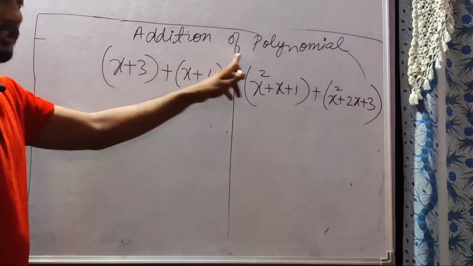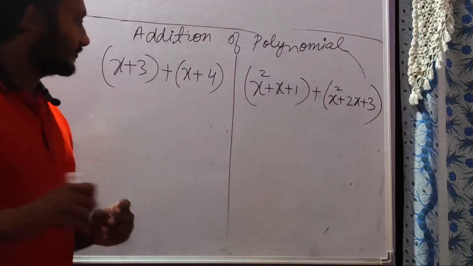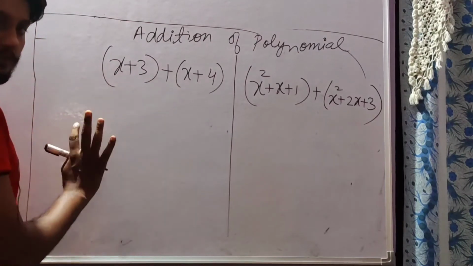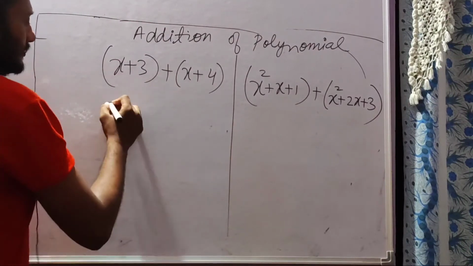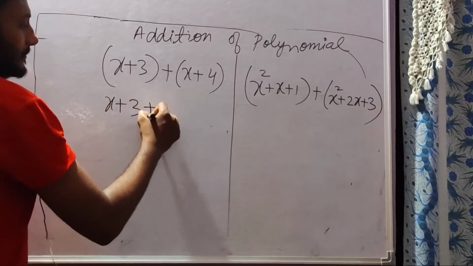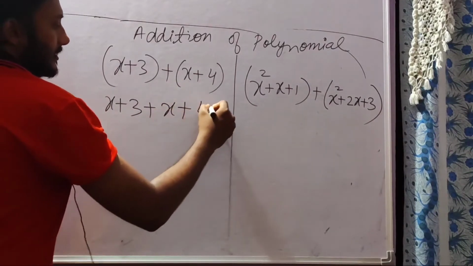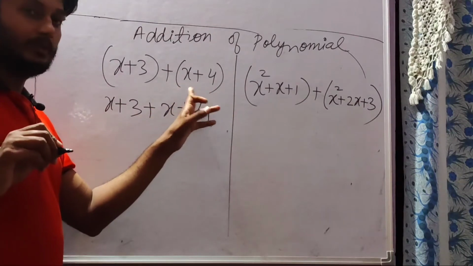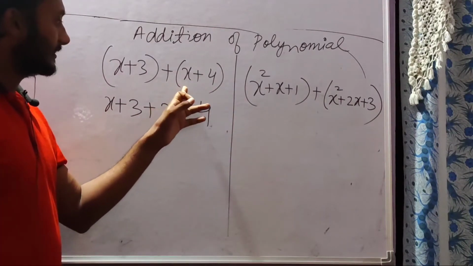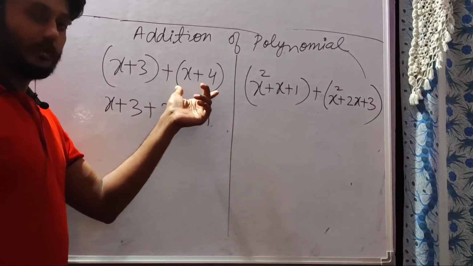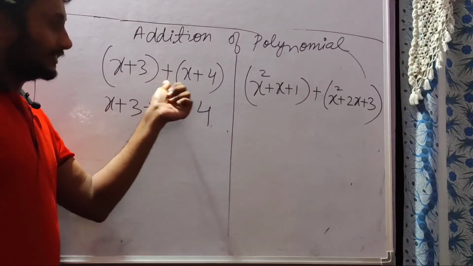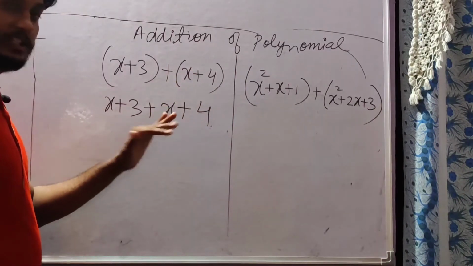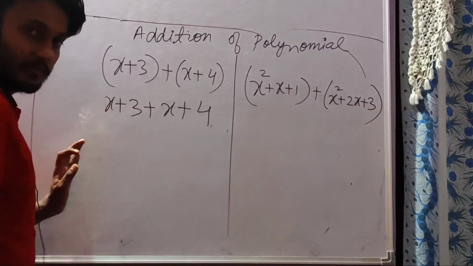We will start with the addition of polynomials. I have taken two examples. First we will solve this one. Here you can see (x plus 3) plus (x plus 4). First we will open the bracket. So x plus 3 plus x plus 4. This is the first step, we have to remove the bracket and plus sign is there, so there will be no sign change in the second bracket. अंदर में कोई भी साइन चेंज नहीं होगा. This is the first step to remove the bracket.